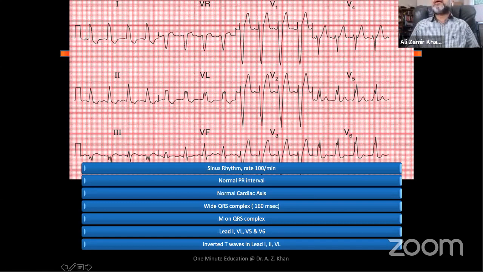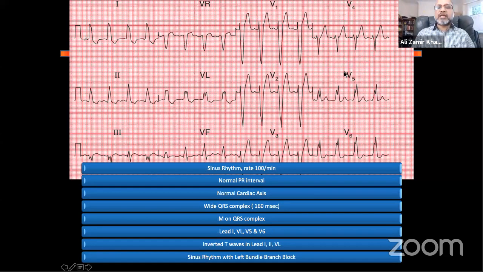Also, the AVL is also looking at it from the left lateral, right? Remember that axis I showed you? So AVL is also looking from there. So look in the AVL. Again, in AVL, you're seeing an M pattern. But predominantly V5, V6, left lateral. AVL is also left lateral. Lead 1 is also left lateral, but 1 is not really catching it very well in this particular ECG. This is classical sinus rhythm with left bundle branch block.